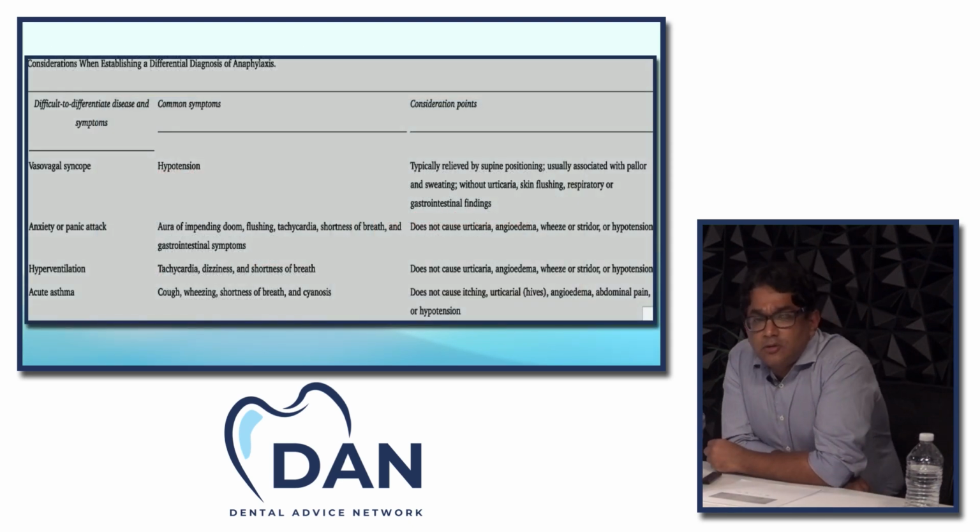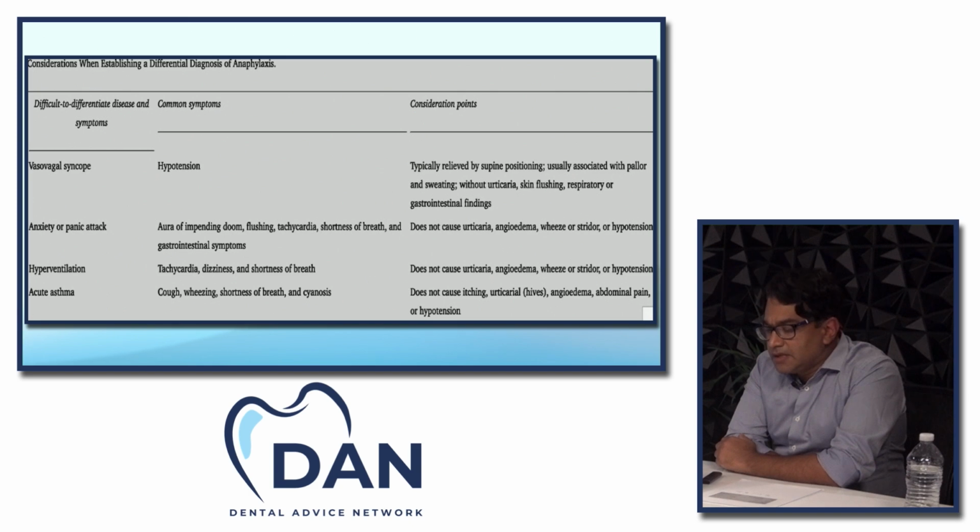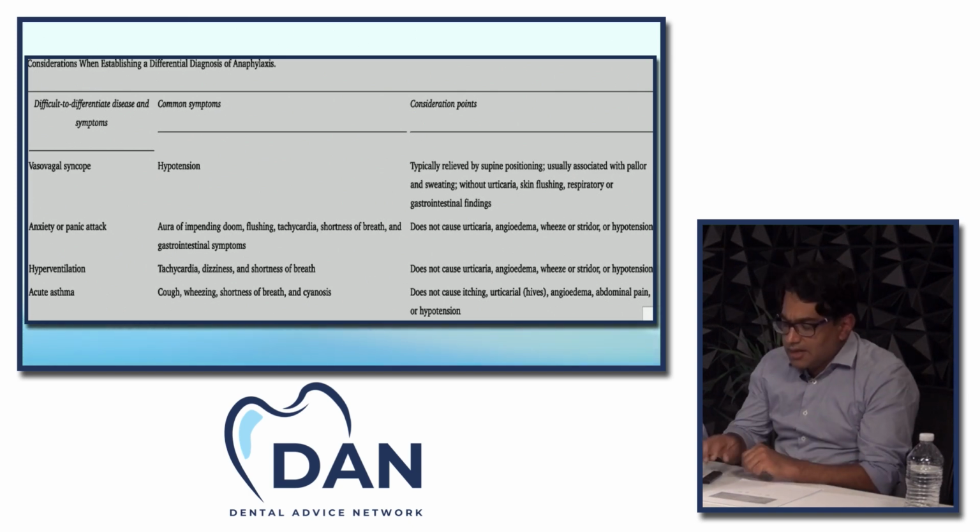These are the other conditions that look like anaphylaxis: vasovagal syncope, anxiety or panic attack, hyperventilation, as well as acute asthma. The way to differentiate it is none of these have skin symptoms such as urticaria, flushing, or itching, nor do they have respiratory symptoms such as angioedema, upper airway swelling, or bronchospasm. One of the most specific things about anaphylaxis is in about 50% of patients you get gastrointestinal findings, nausea, vomiting, crampy abdominal pain, and again, none of these other ones have that.